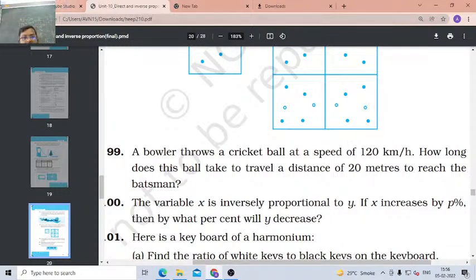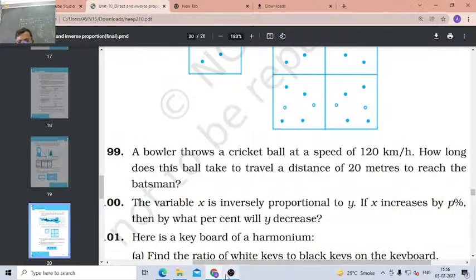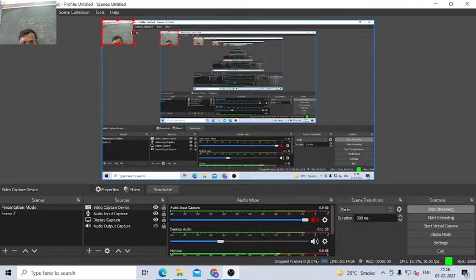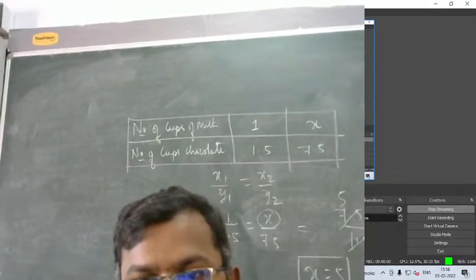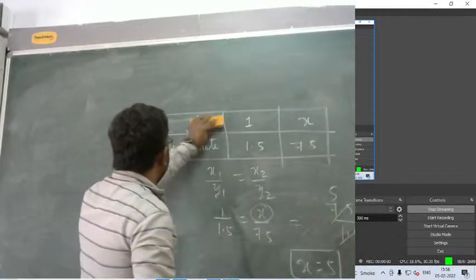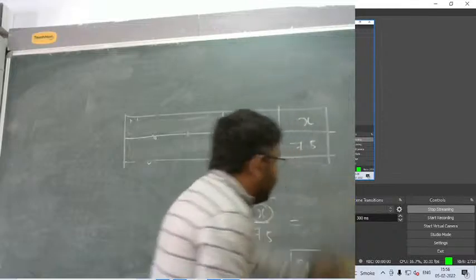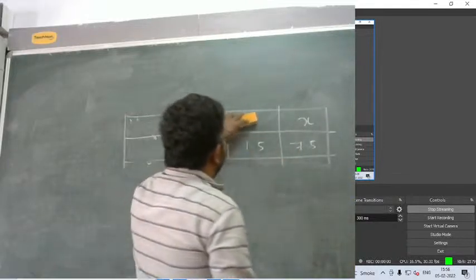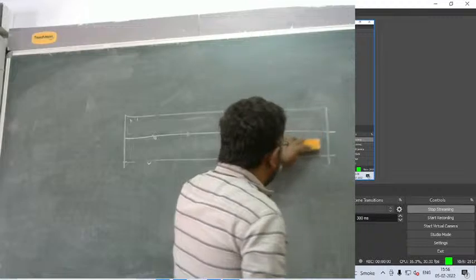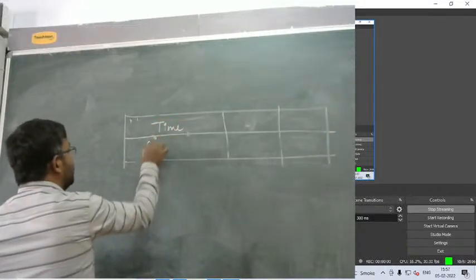Okay. So anybody got the answer to this question? Let me see here. Okay. So first of all, how to do this question? Let me explain this question. See here, again you have to make the columns. Which two columns you have to make here? As I told you earlier, you have to make the column of time and distance. So make the column of time and distance.